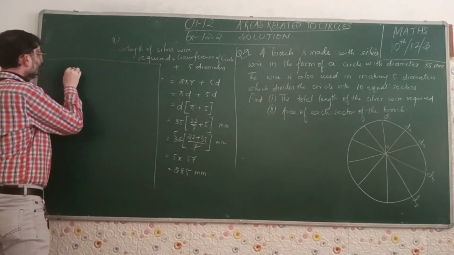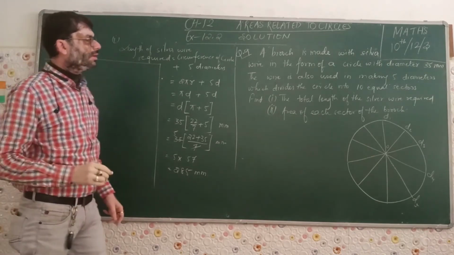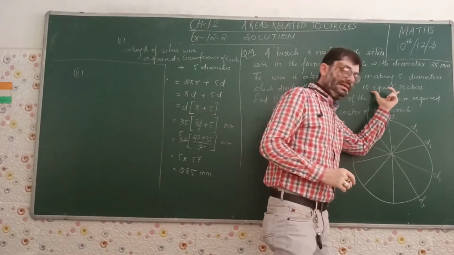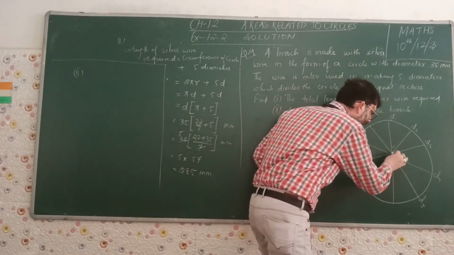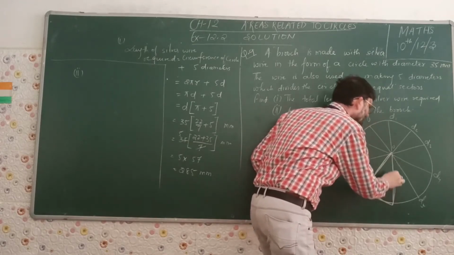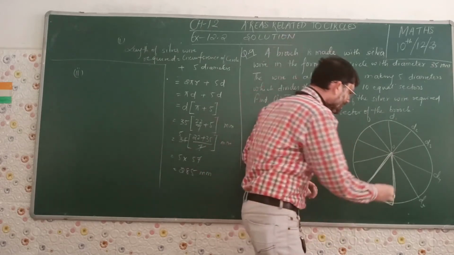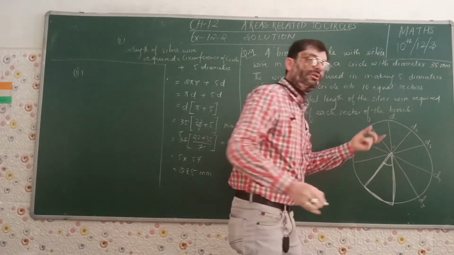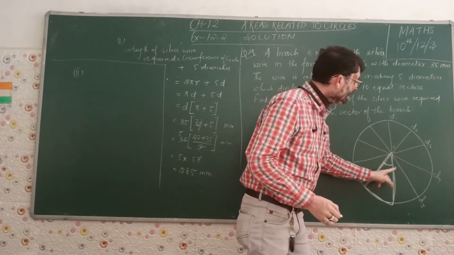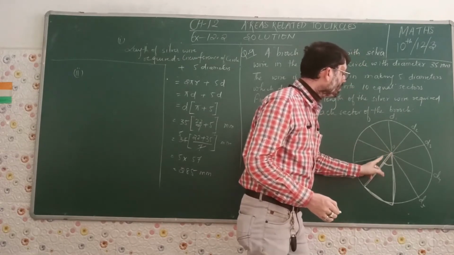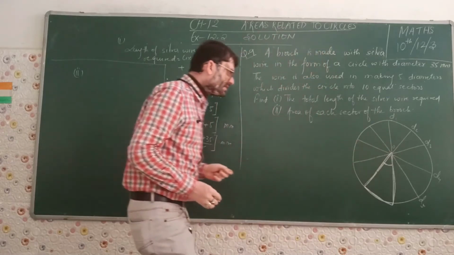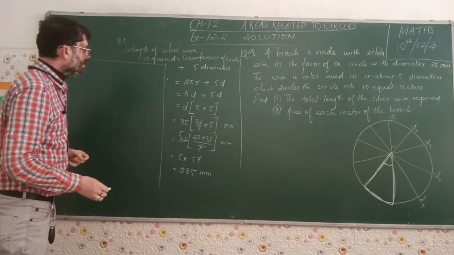Then part 2, we need to find the area of each sector. How many sectors were there? There were 10 equal sectors. Suppose area of each sector. In order to find the area of the sector, we need the central angle for the sector. The total angle at the center was 360 degrees, and 10 equal sectors have been made. So each central angle would be the 10th part of 360 degrees. So we need to find first that central angle.